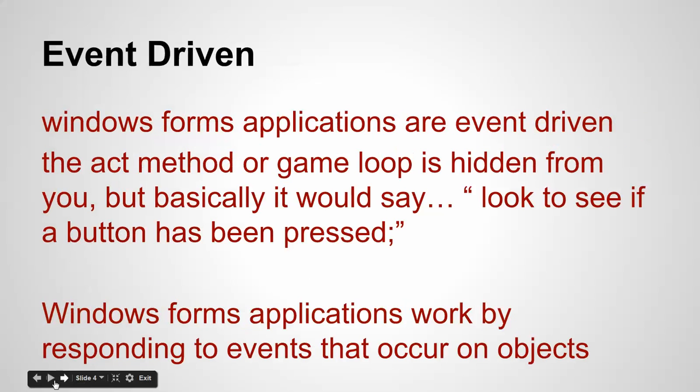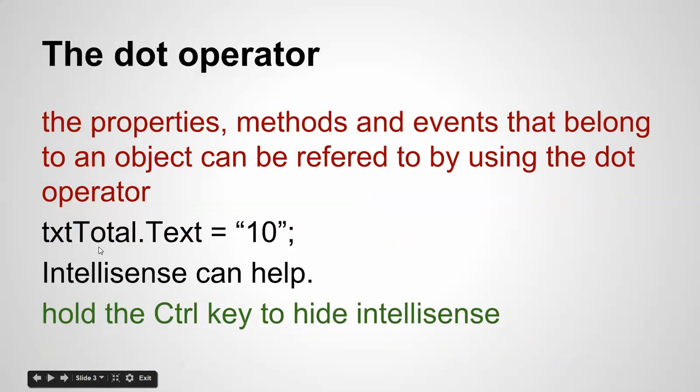Oh, I didn't talk about the dot operator. It's just like in Java. Whenever I type in txt dot, it's just referring to anything that belongs to total, either a property or a method. That's the dot operator.